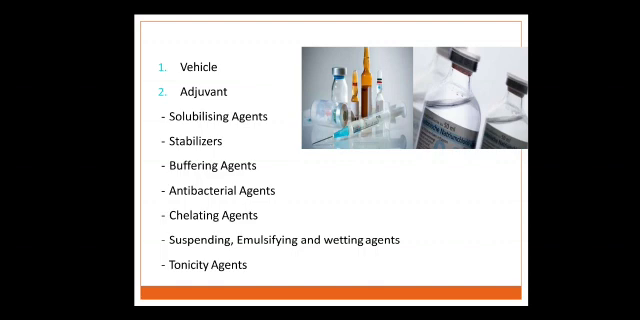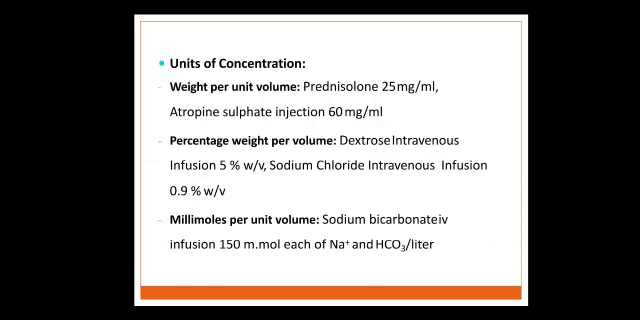The various adjuvants commonly used in the preparation of stable parenteral preparations are solubilizing agents, stabilizers, buffering agents, antibacterial agents, chelating agents, suspending, emulsifying and wetting agents, and tonicity agents, which are also known as tonicity factors. Now, another point is the units of concentration.